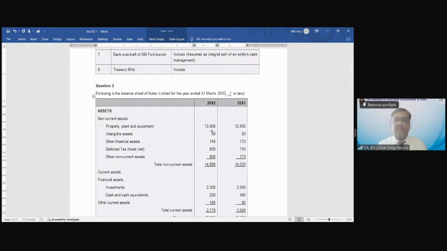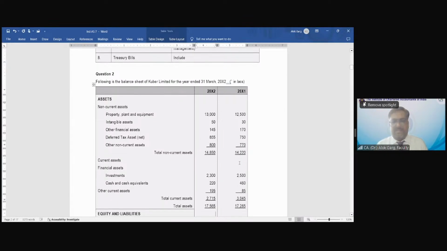Other financial assets. Then there is something in the non-current assets. Other financial assets are also given, which is 170 to 145. There is a deferred tax asset which is also given. Other non-current assets are also there, right? So these are the non-current asset balances.